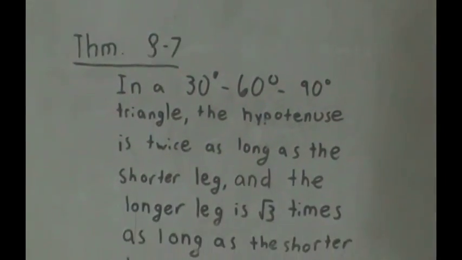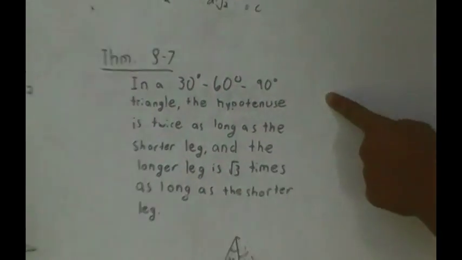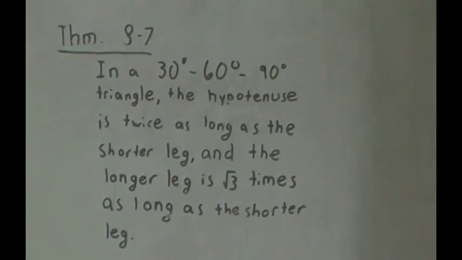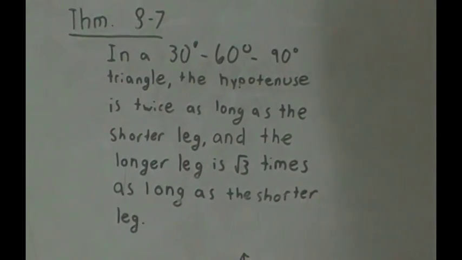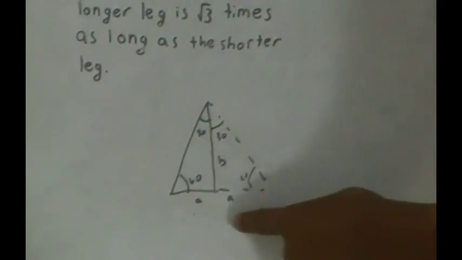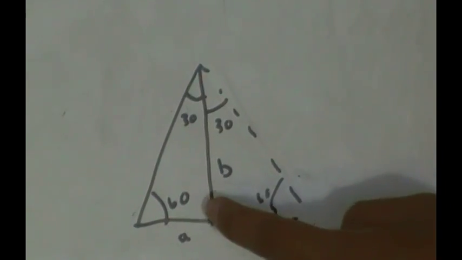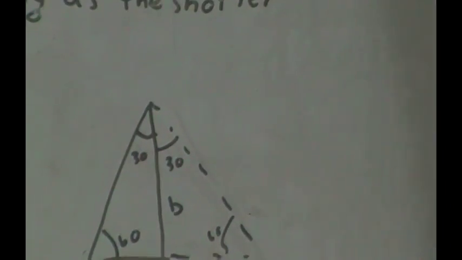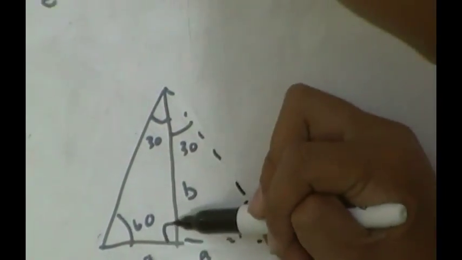Okay, moving on to theorem 8.7. In a 30, 60, 90 degree triangle, the hypotenuse is twice as long as the shorter leg, and the longer leg is rad 3 times as long as the shorter leg. Okay, so if you see here, these two triangles, this is a 30, 60, 90 degree triangle. Well, this is a 30, 60, 90 degree triangle.